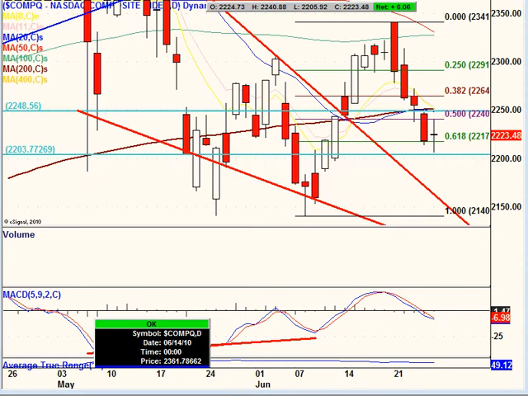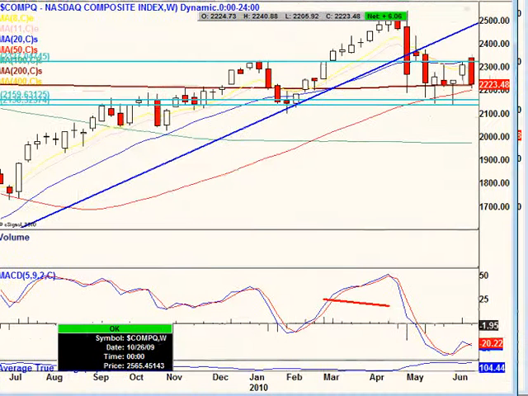So let's see what the weekly says. And the weekly, sure enough, we drop down, down, down, down, finding a lot of support here at the 20-week moving average. We pop up. We're trying to go bullish, but we come slamming ourselves right back down into this consolidation area.